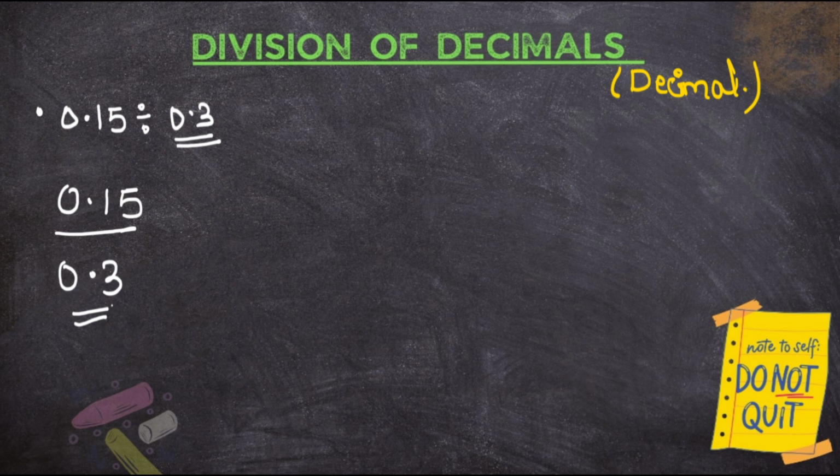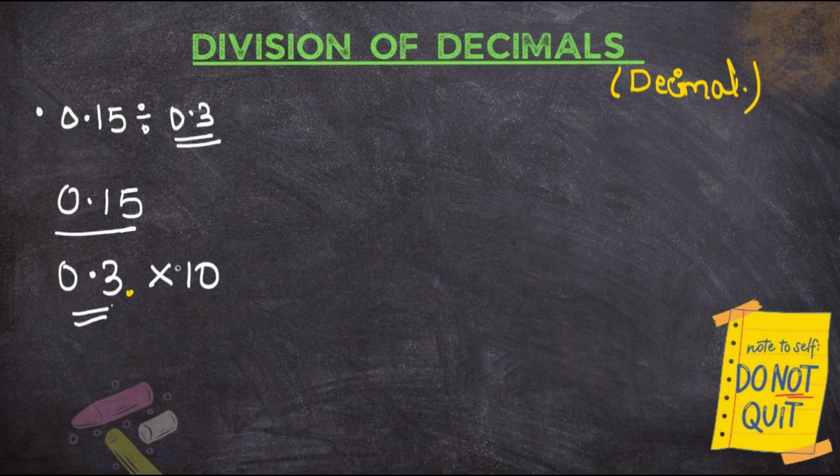Correct. You will multiply this by 10. Why? Because only one number is there after the point over here. So to remove this point, you will multiply it with 10. Then the point will be removed. That is, this point will shift over here. That will make it a whole number.